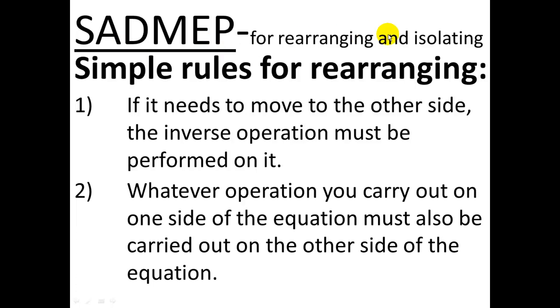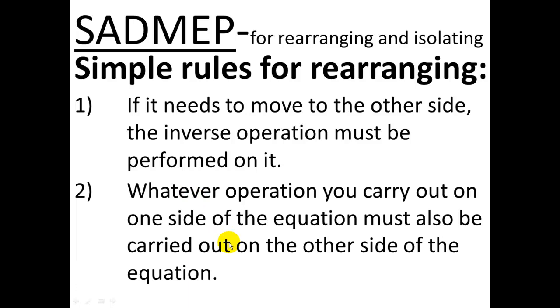Concerning SADMAP and rearranging for isolating variables, there are 2 simple rules that I find myself repeating every year, so I thought I'd give them to you up front. If a term needs to move from one side of an equation to the other side, we have to perform the inverse operation on it. So if it is added to everything else on one side and we need it to move to the other side, then we need to subtract it from both sides. Or if it's multiplied by everything else on one side, then we need to divide by it on both sides to move it to the other side.